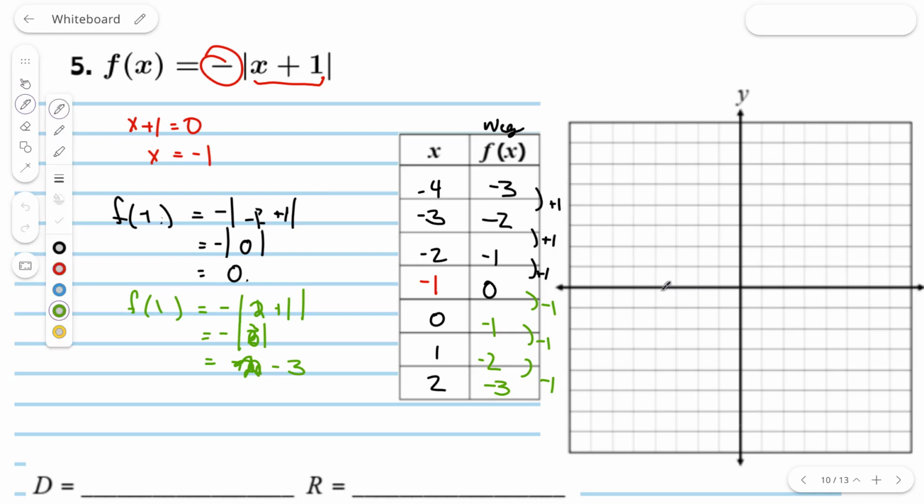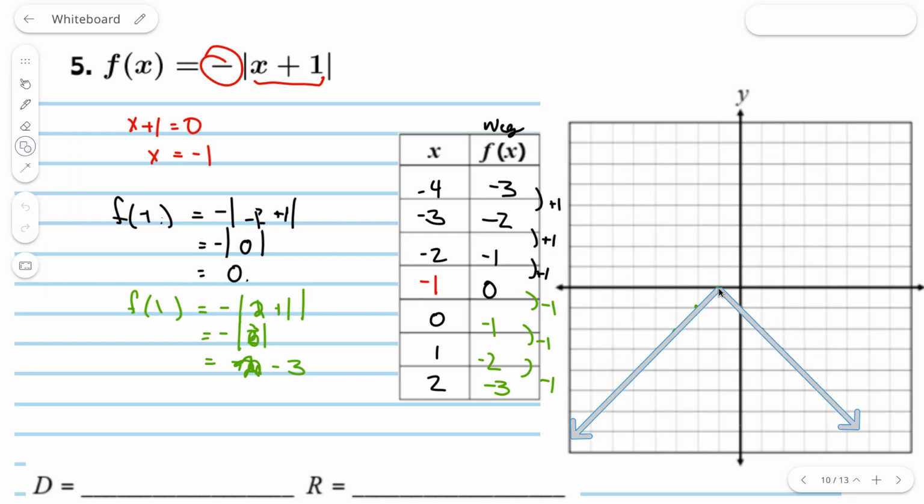And so we have -4, -3, -3, -2, -2, -1, -1, 0, 0, -1, 1, -2, 2, 3. And so I'm going to come in and graph that line, going left and right.